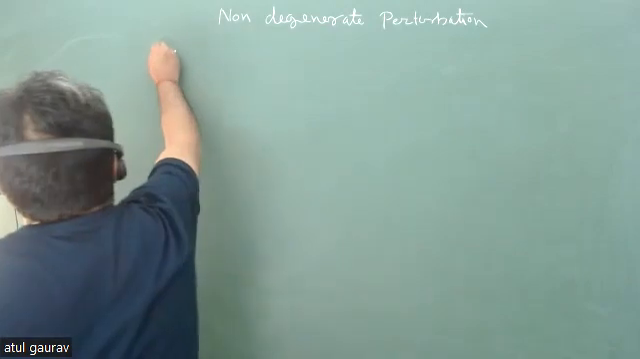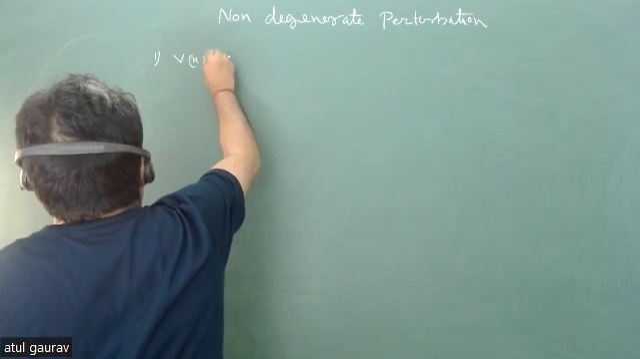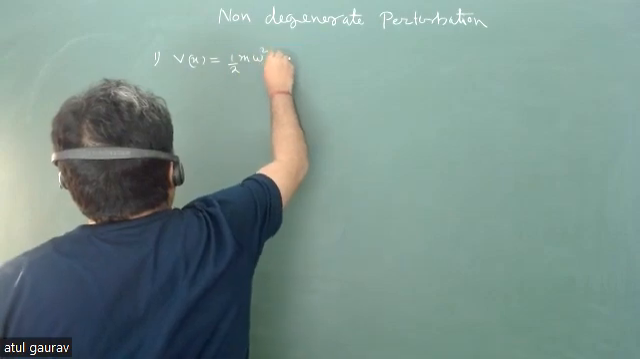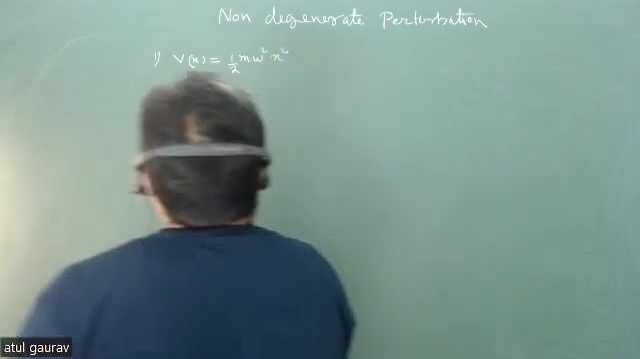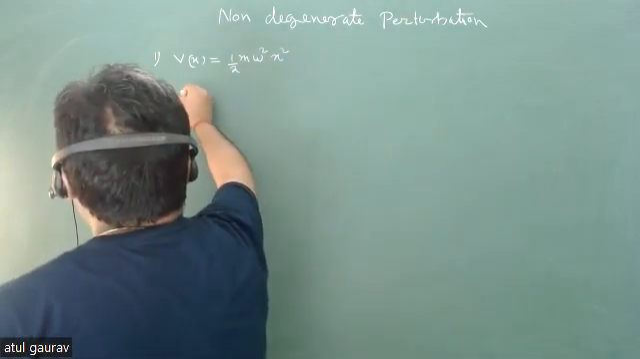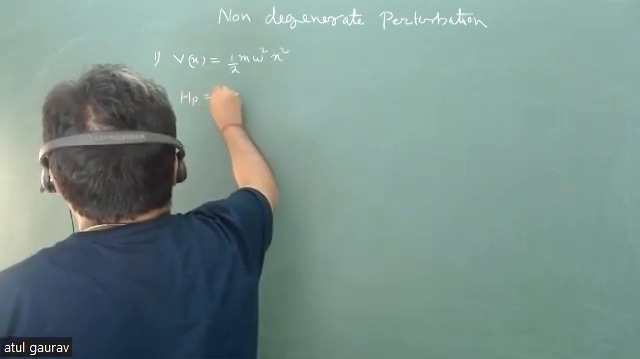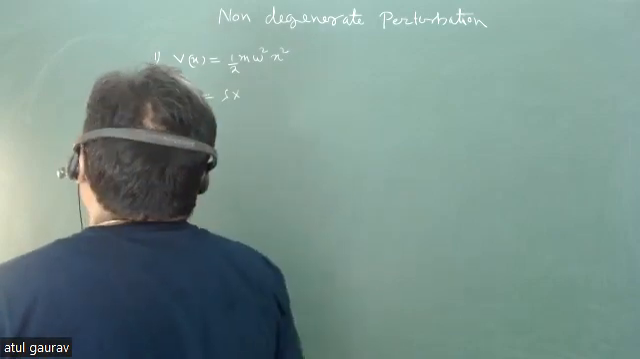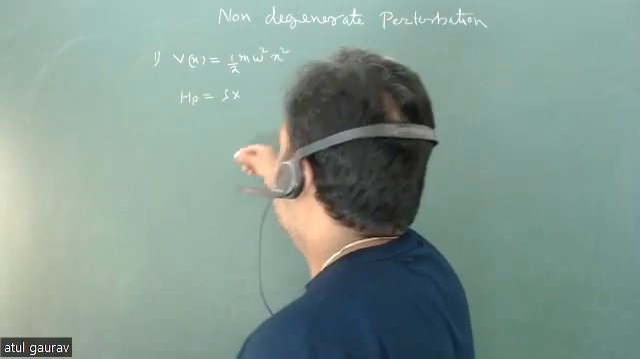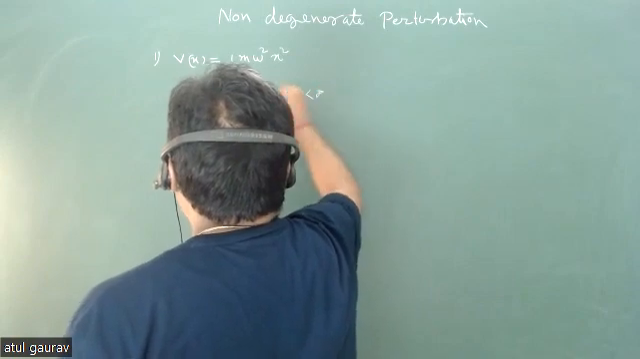So the first problem is all about what we have. Our potential V(x) is given as half m omega square x square. If it is our potential, then what we have to do? We have to go for a perturbation, and that perturbation is Hp, that is lambda into x. So this is our perturbation, and obviously x is from minus infinity to plus infinity.